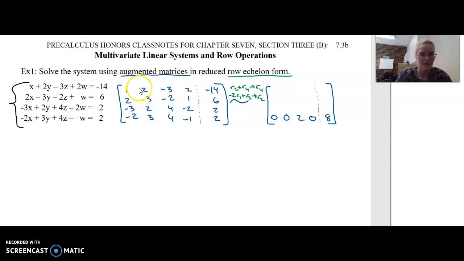I've got a 1 up top here, so I absolutely want to keep that 1, 2, -3, 2, -14. Now I want to get a 0 here and a 0 here. That's kind of my first goal here. So I was able to get a 0 here by just adding rows 2 and rows 4.